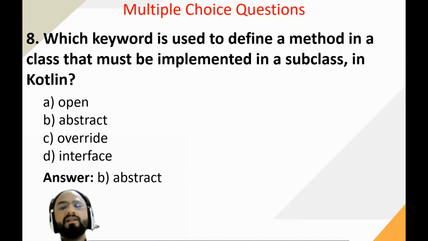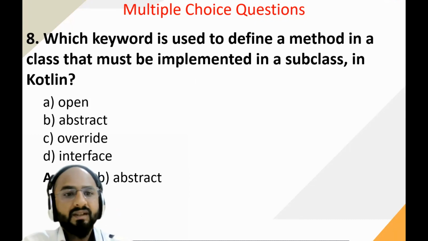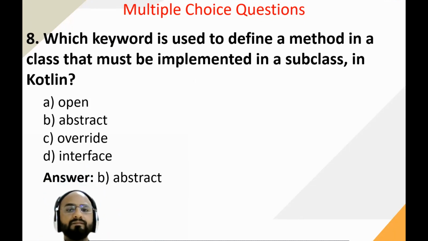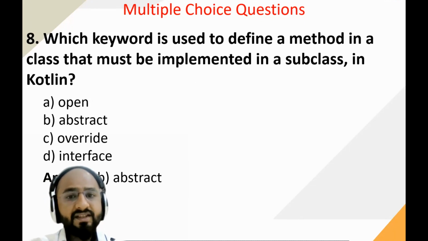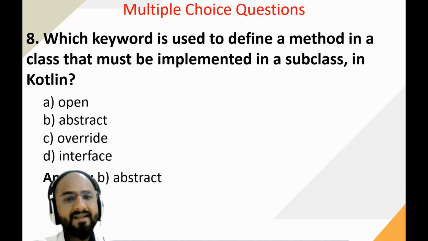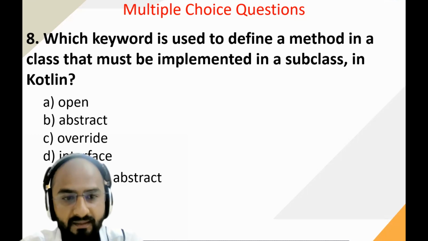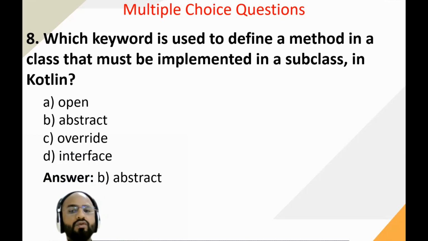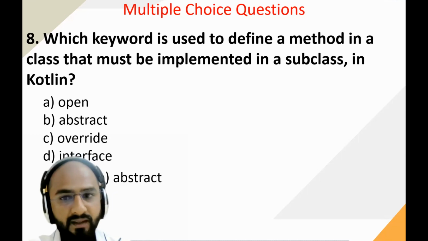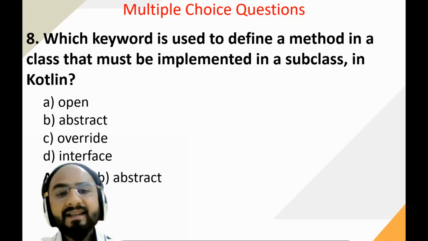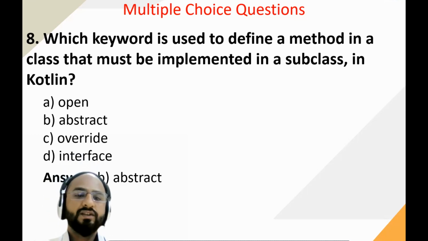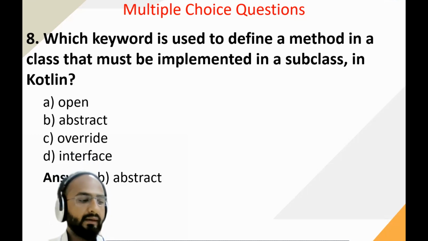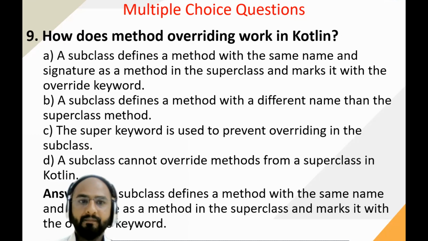Eighth question, which keyword is used to define a method in a class that must be implemented in a subclass? Open, abstract, override, interface. So if you are creating a method as abstract, it is necessary to implement it in the subclass. So a method marked abstract needs to be overridden in the subclass.